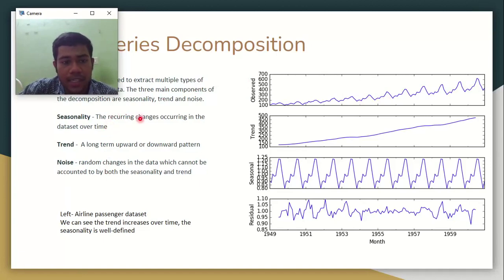So seasonality is basically the recurring changes occurring in the dataset over time. So here we can see that seasonality is increasing and suddenly decreasing, and increasing and decreasing.